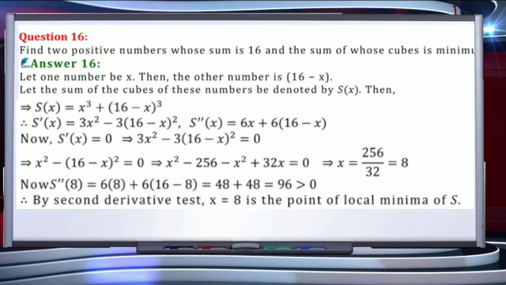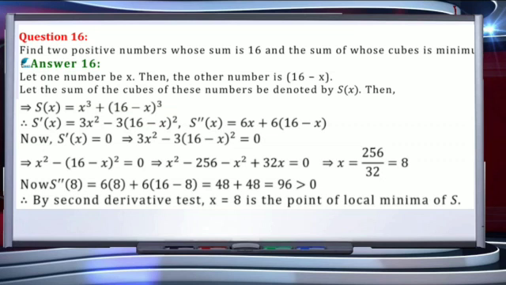Now question number 16 of your exercise 6.5 is: find two positive numbers whose sum is 16 and the sum of whose cubes is minimum. That means x cube plus y cube we have to make minimum, and the sum of the numbers, x plus y, if we are considering the other number as y, is equal to 16. So if my one number is x, the other number is 16 minus x. So my function S(x) will become x cube plus (16 minus x) whole cube. Now I have to minimize this.